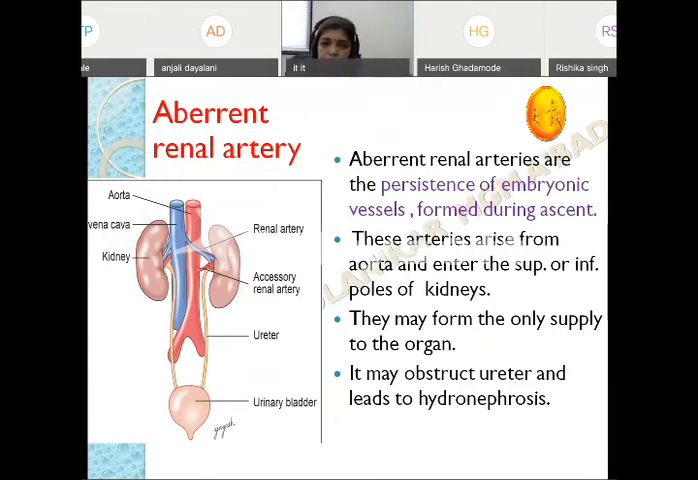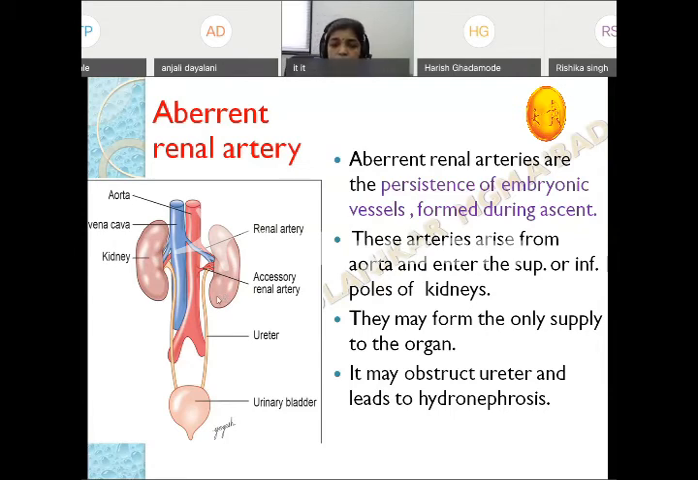The next anomaly is aberrant renal artery. We have seen that during ascent also. The embryonic vessels which are formed during ascent remain persistent. They persist and form the aberrant renal arteries. They arise from the aorta and they may enter through the superior or inferior poles of the kidney.